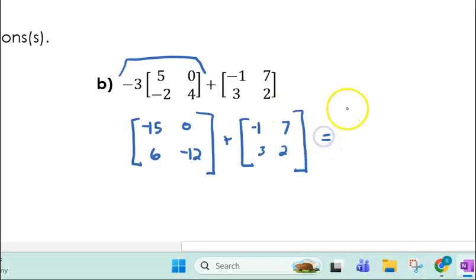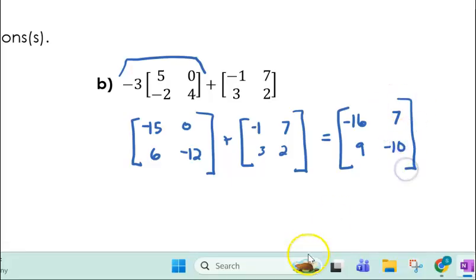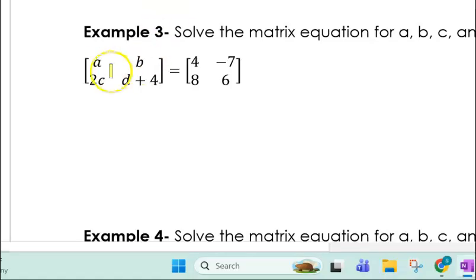And so remember, you add the corresponding locations. And so you have -16, 0 plus 7 is 7, 6 plus 3 is 9, -12 plus 2 is -10. And that's our solution.